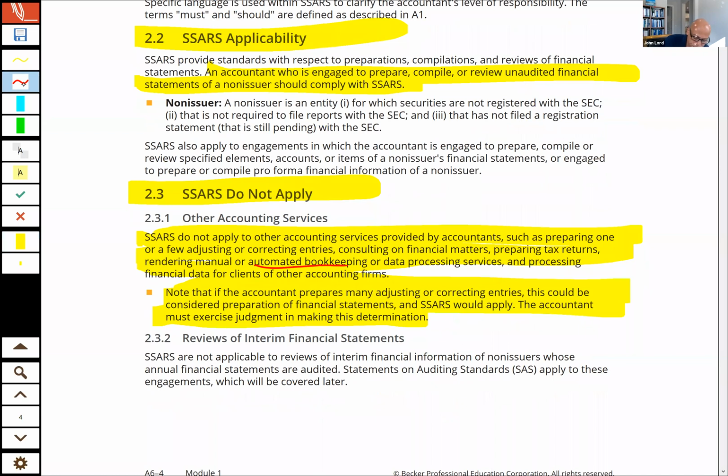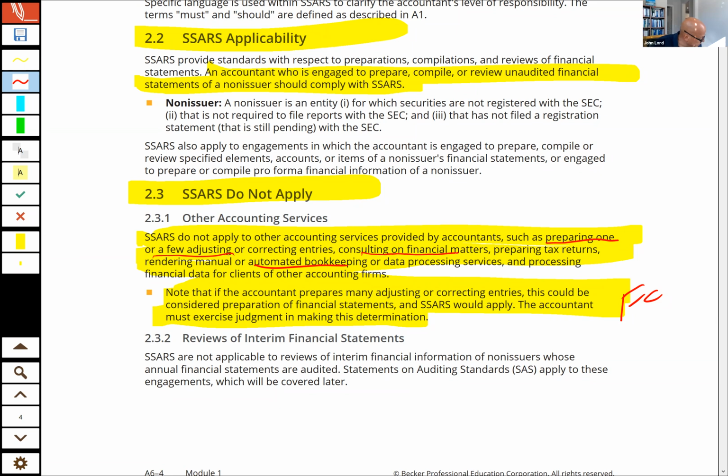Okay, now if we prepare many adjusting entries, that could be considered a preparation, and then the SARS would apply. So if you just make a few journal entries, a few adjusting entries, consult on financial matters, etc. Let's say you suggest a software that they might want to start using. Let's say I went to that entity and said, hey, you might want to start using this Pacioli software, whatever, that allows you to prepare the statements, and I trained them on it. As long as I wasn't getting any money from Pacioli to recommend that, it would be fine for me to go ahead and do that kind of work, and the SARS would not necessarily apply in that situation.